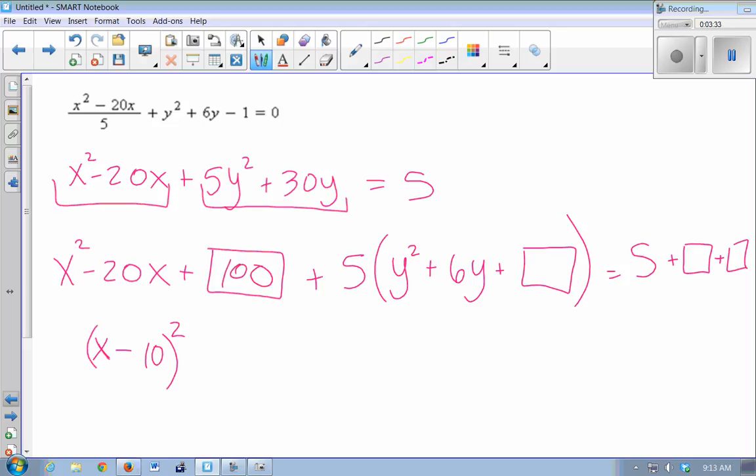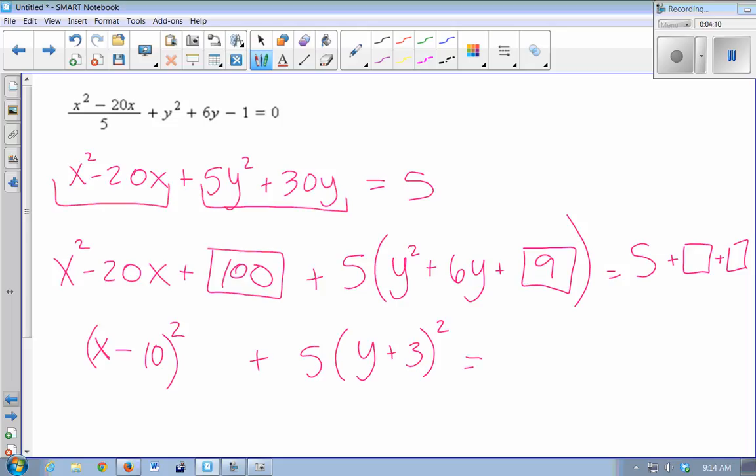Right? So a quick way to come up with the 100 is you take the coefficient of the x term, divide it in 2, and then square it. So b over 2 squared. So you take half of 20, which is 10, square it, you get 100. Okay, so come over to the y's. So quickly, what I would put here would be 9. Take half of the 6, square it, and you get 9. Okay, and then that's going to factor to y plus 3 squared.